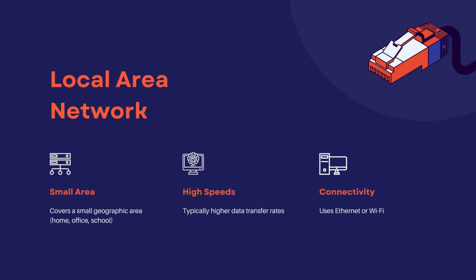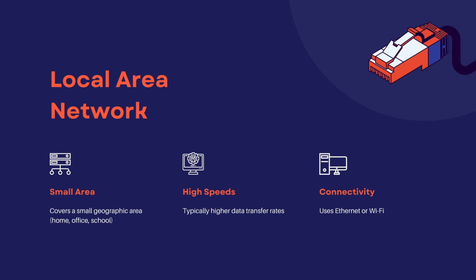So, first of all, what is a LAN? It is a local area network, and it is one that connects computers in a relatively small area, like an office building or a campus. Because distance is small, the connection is usually faster, and the most common technologies are Ethernet cables or Wi-Fi within a building.